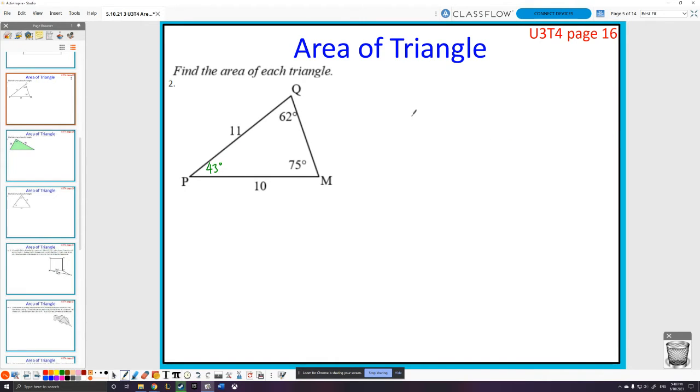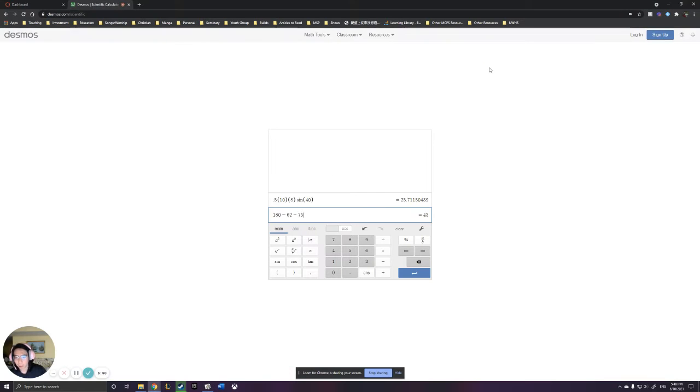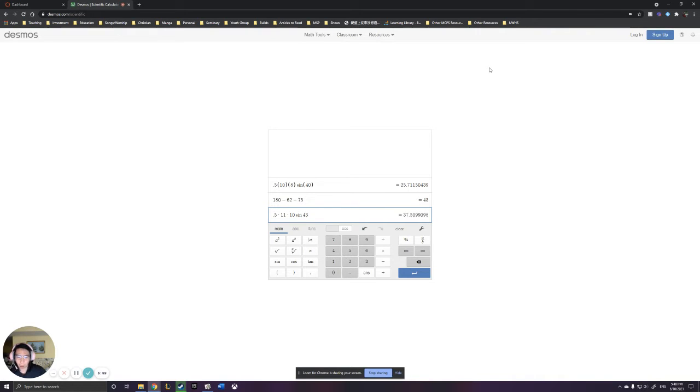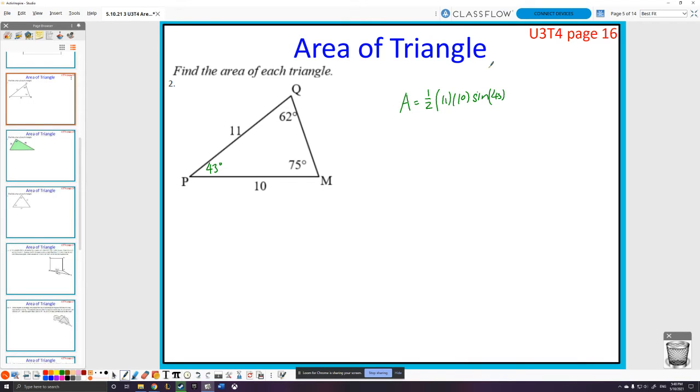Area, pretty straightforward. I have 1/2. It doesn't really matter which side you do first: 11, 10, sine of 43. As long as you're multiplying the sides adjacent to the angle, you should be fine. So again, I should have 0.5 times 11 times 10 sine of 43. You get 37.51 units squared.